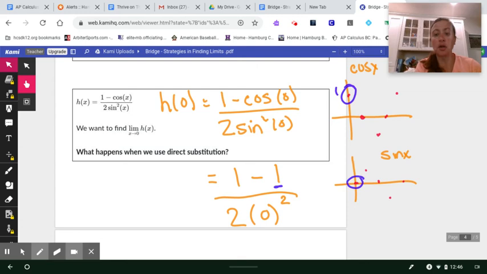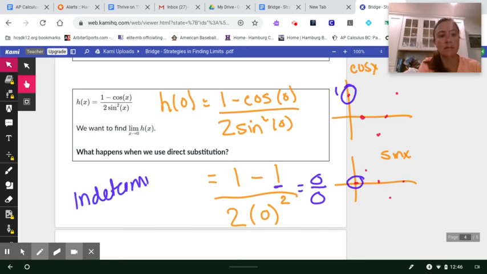So the sine of 0 happens to be 0, so I'm going to end up with 0 over 0. So again, I just want to make a note. This is indeterminate, which means I need to continue, probably using a trig identity.